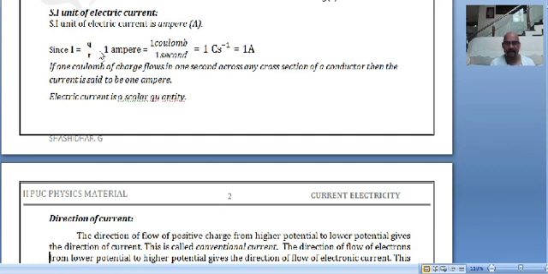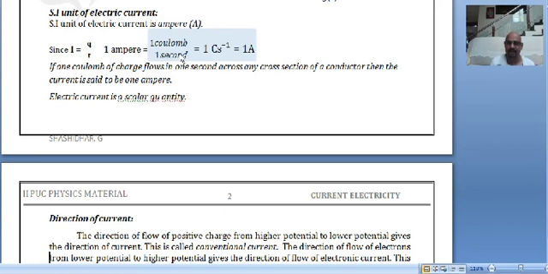Now let us make Q 1 coulomb. The charge that is flowing in a conductor across any cross section is 1 coulomb, and the time taken to flow is 1 second. So that means 1 coulomb charge is flowing in a conductor in a time of 1 second. Then the current is said to be 1 ampere. That means 1 coulomb per second. So if 1 coulomb of charge is flowing across any cross section of the conductor in 1 second, then the current flowing is said to be 1 ampere.